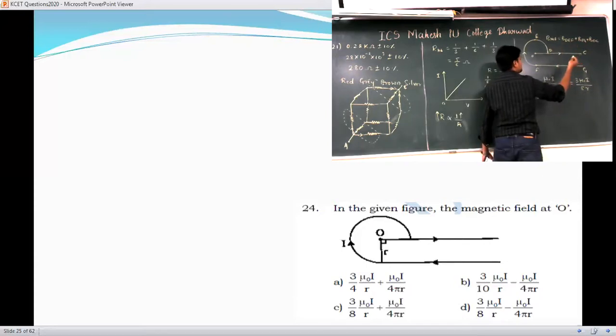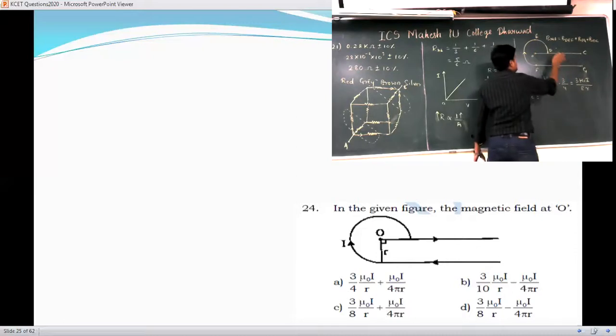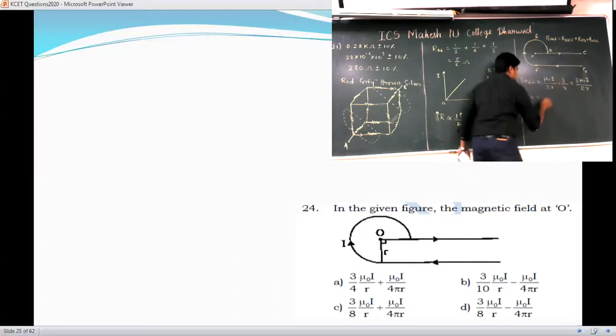If you are calculating the magnetic field at a point here or here, the magnetic field will be non-zero. But as it is joining the point O here, the magnetic field due to the DC conductor will be 0. So this is 0. Then the magnetic field due to FG.